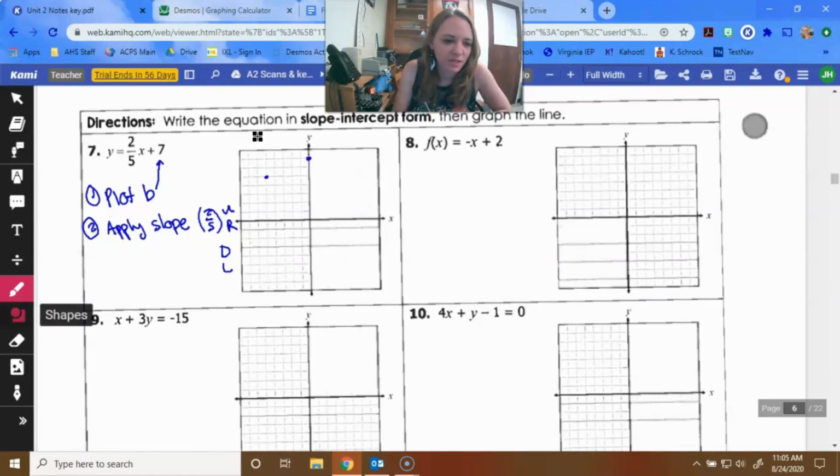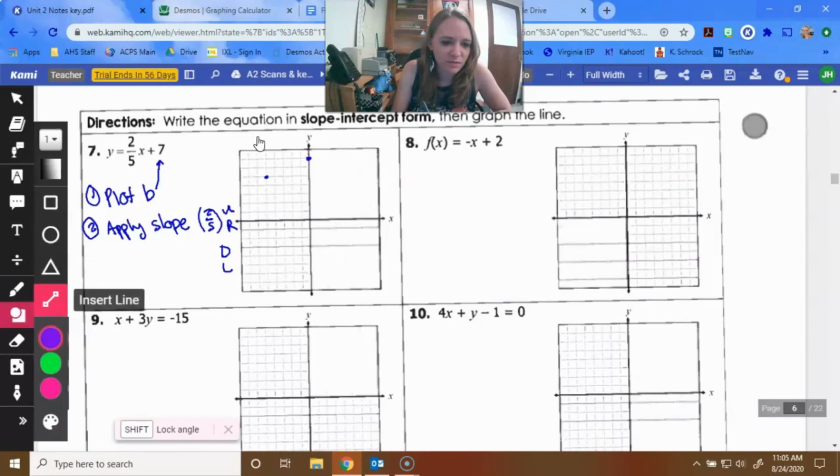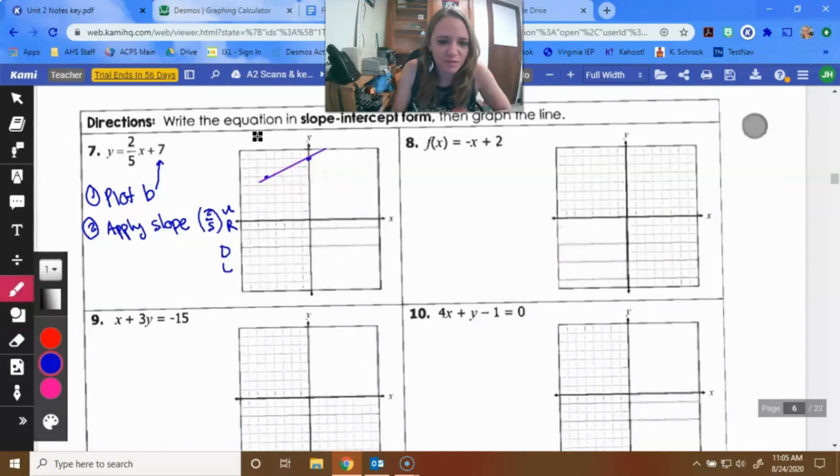And then, of course, I can take a line, and I'll draw arrows onto the end of it to show that it is continuous and that it keeps going. There you are. So there's a little refresher on the graphing.